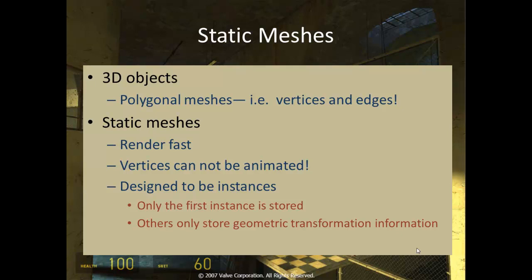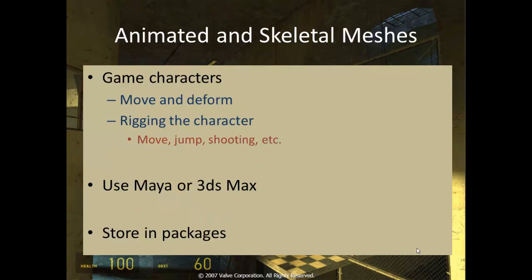That's the process of instancing. We'll talk about that a bit later this semester. There's other kinds of materials and objects. The counterpart of your static meshes, which won't change, or whose vertices are fixed like a cube, is what is called animated or skeletal meshes.